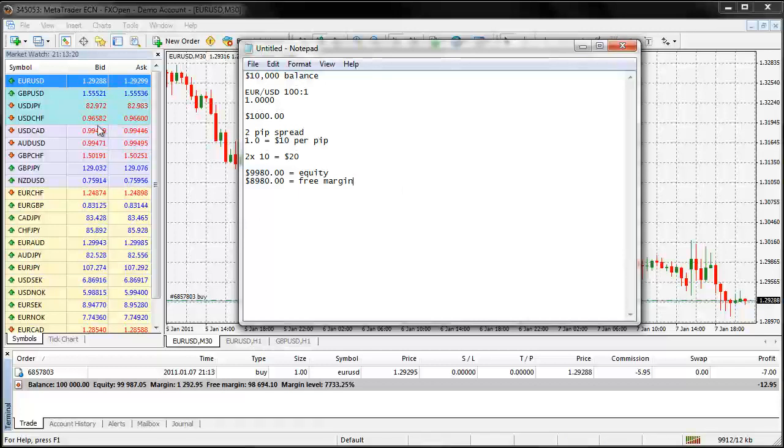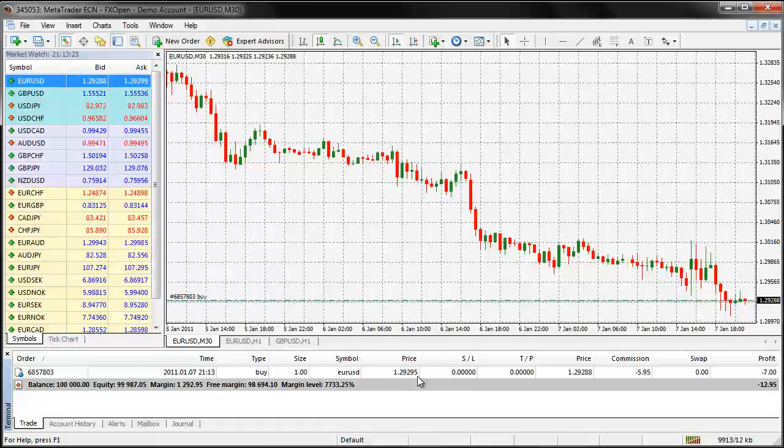We can see that there's a pip spread between 129.20 and, let's take a look down the bottom, 129.295, which was the price that I got it at, and we can see now that we're sitting at -7. The commission was $5.95 on ECN accounts. You get commission taken off as well. Some brokers don't.